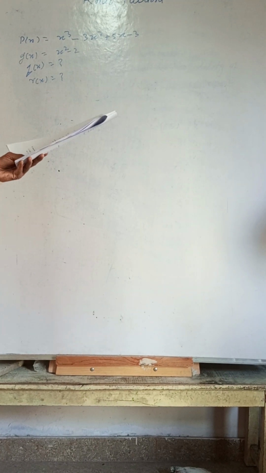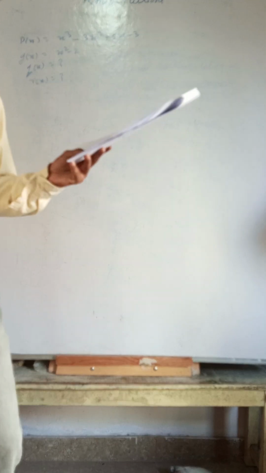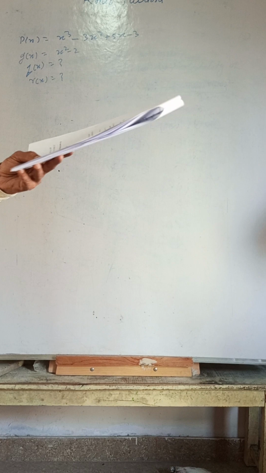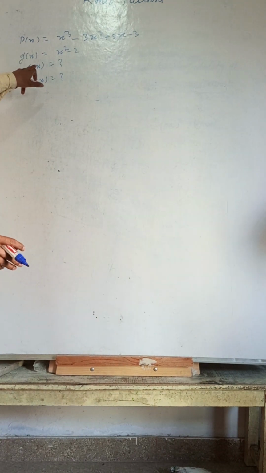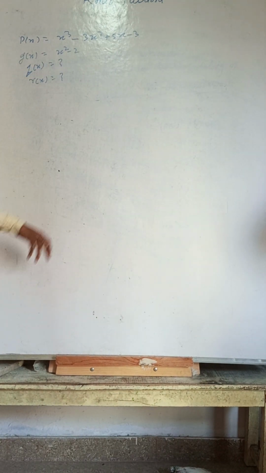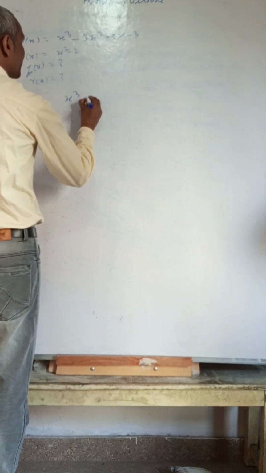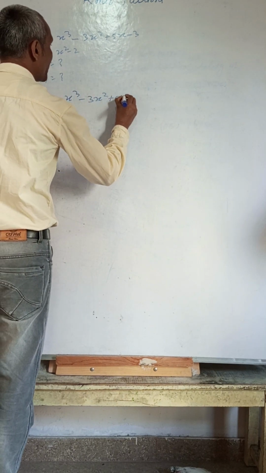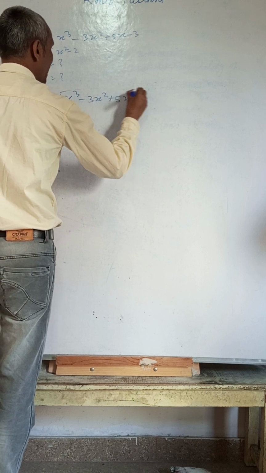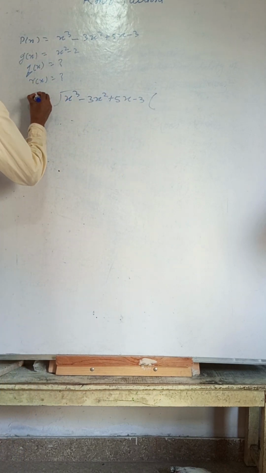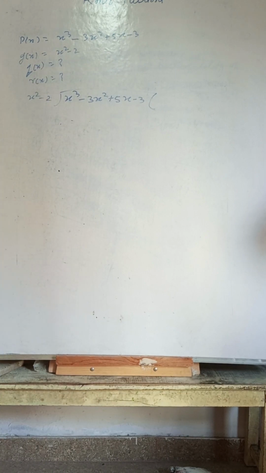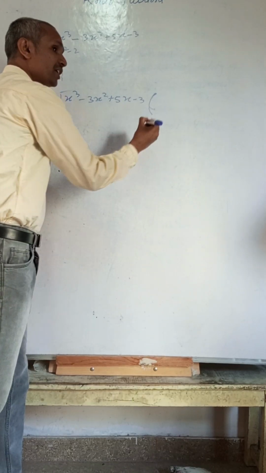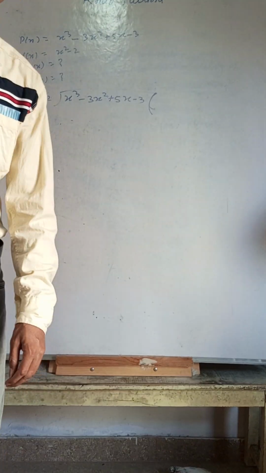Let's do it again once. It is asking to divide the polynomial by x² − 2 and find q(x) and r(x), where q(x) means quotient and r(x) means remainder. So we are dividing x³ − 3x² + 5x − 3 by x² − 2. If there is any confusion, you can refer to the video.